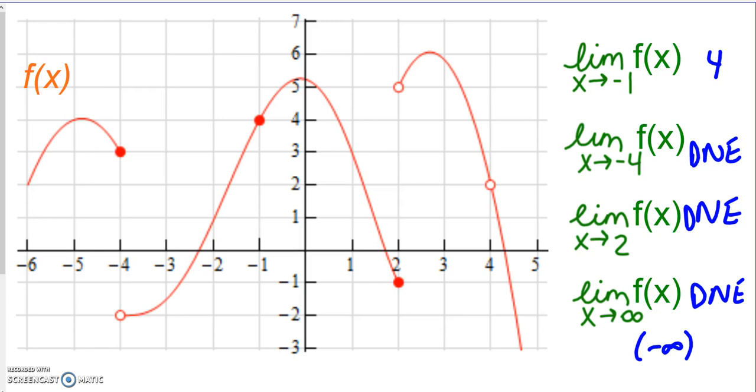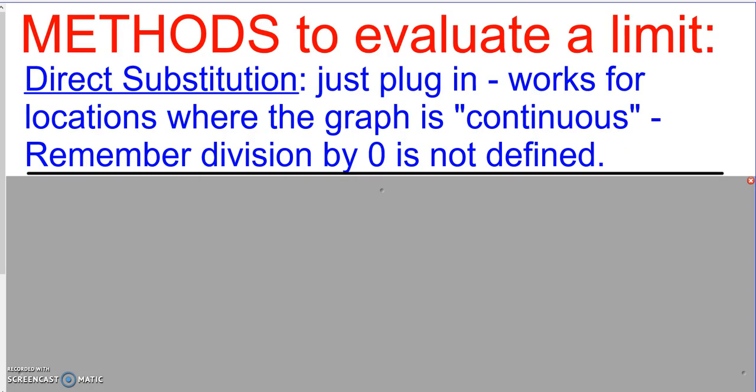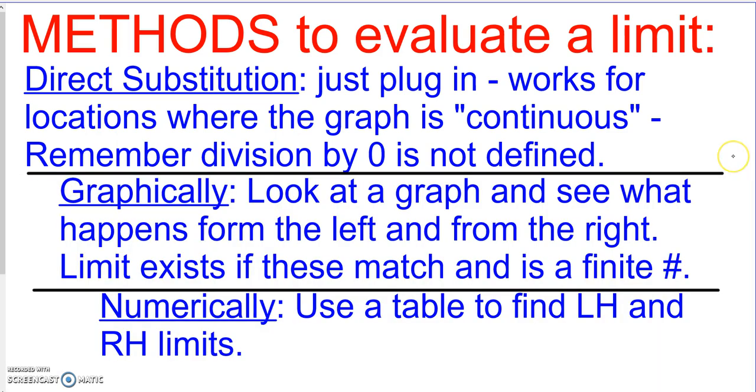Alright, so what do we do if we can't take a look at the graph? So algebraically, what are some things that we can do? Go ahead, take a minute, and please write these down, take a look at them, and read them. And I can tell you right now, direct substitution is definitely the first option that we're going to do there. But take a minute, read these, write them down, and we will go from there.